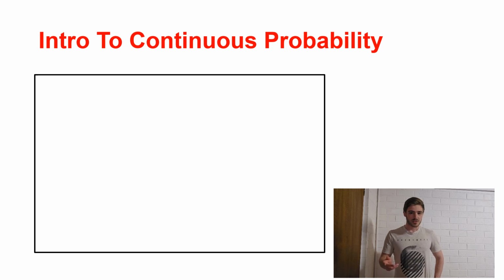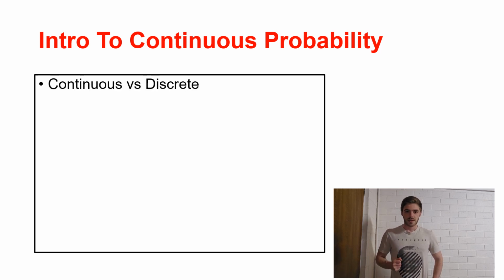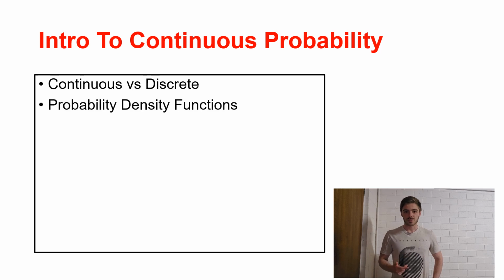In this video, we're going to look at yet another type of probability called continuous probability. We're going to look at how functions can be used to describe continuous random variables, and we're also going to look at the key questions that come up in relation to this area of study.